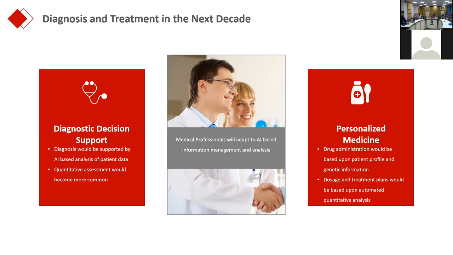There can be decision support using AI, and there'll be quantitative assessment rather than a doctor coming up with a differential diagnosis, which can be very subjective and qualitative. It will become more quantitative. So you could tell for what reason what drug was given. Medicine will become more personalized based upon quantitative analysis and other aspects.